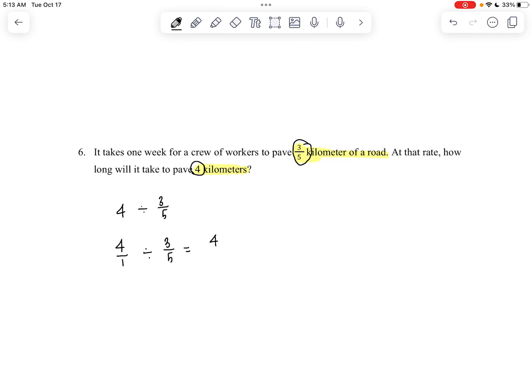And I'll keep change flip. That first fraction stays the same. The division symbol becomes multiplication. And I find the reciprocal of 3/5, meaning I flip it upside down, for 20/3 weeks. Make sure that those final answers are circled with labels. Let's look at Tuesday next.